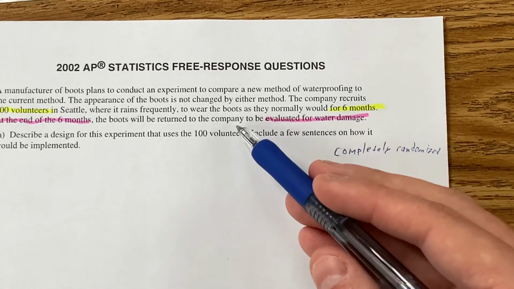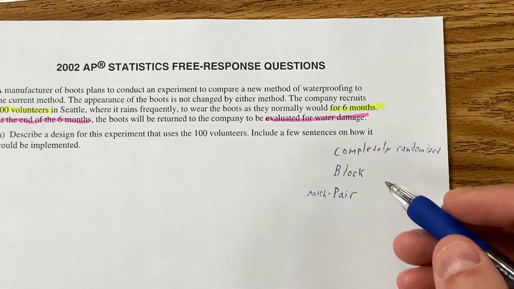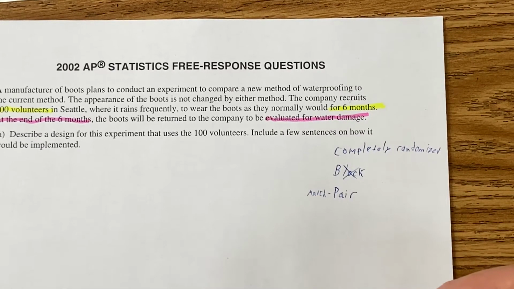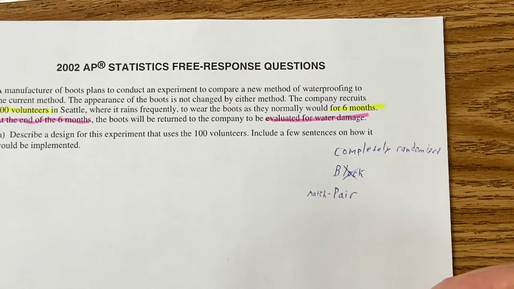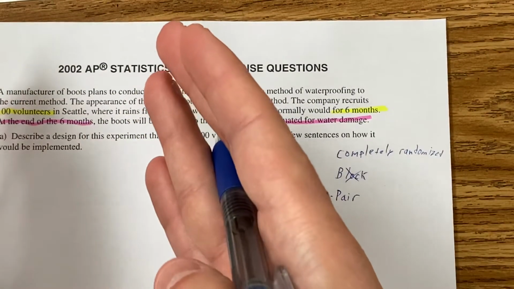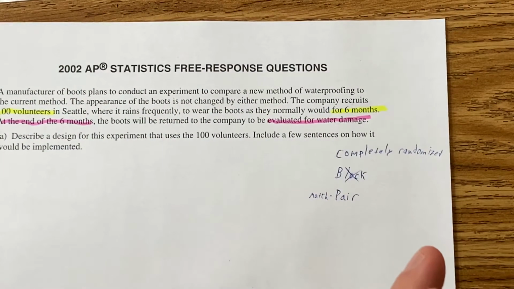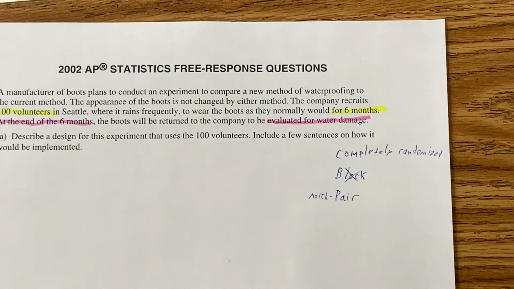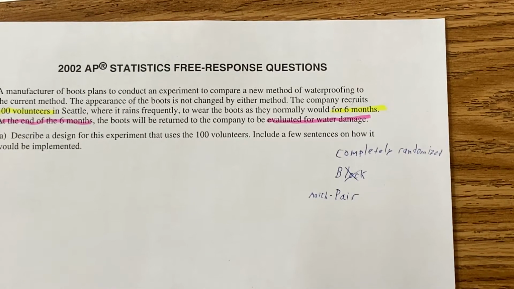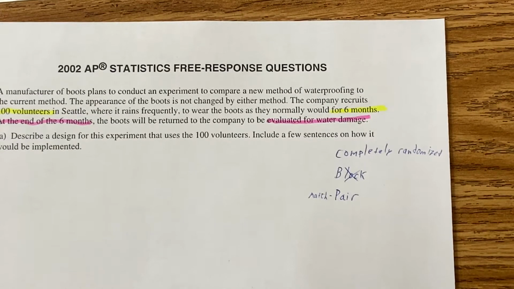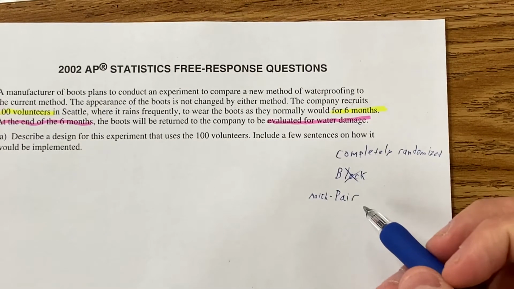We were talking about people getting boots. So I think blocking's already the first one that I'm going to get rid of, because I can't see some kind of subgroup where you would want these people to get the new boots and some to get the old ones. I don't think any kind of demographic is really something you're going to need to split them up for before you do this experiment. It's not like women are going to go out into the rain more than men. You're not going to say anything like that. So it's between completely randomized and matched pair.